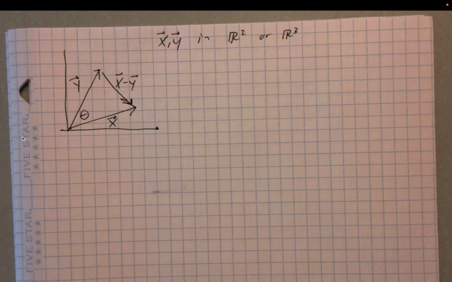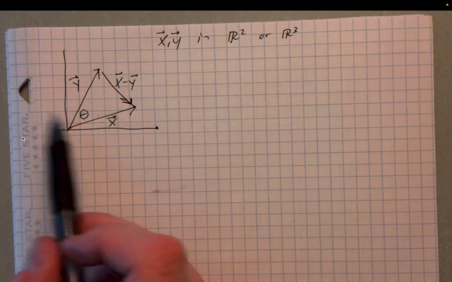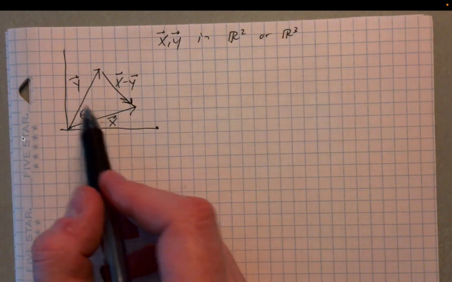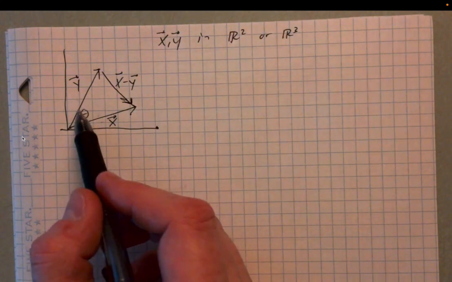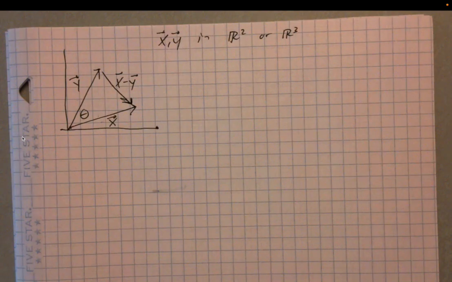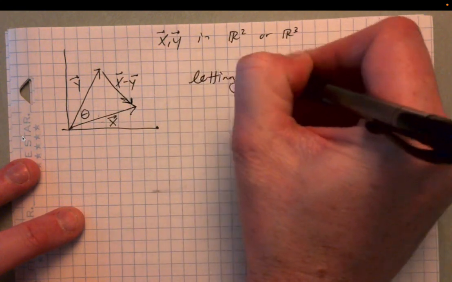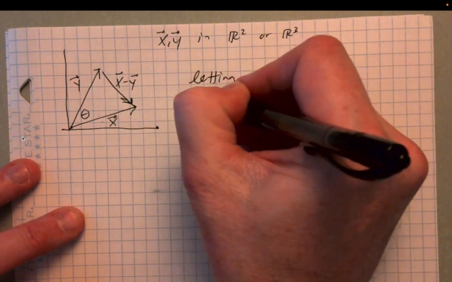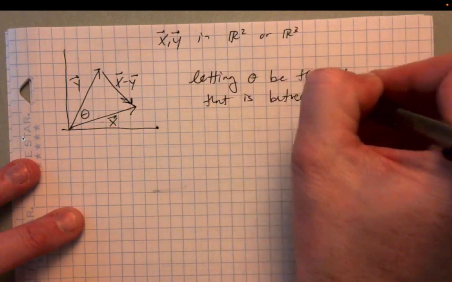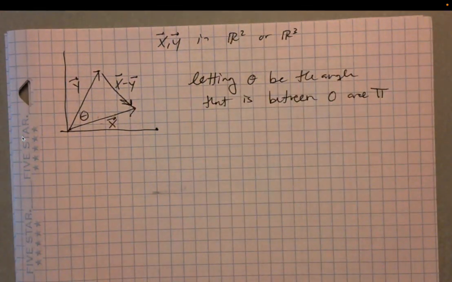The theta that we identify here, technically speaking, two vectors like this, x and y, will identify two angles. You've got theta, the smaller angle between them in this context, and then the larger angle outside. So we're always going to be talking about the angle that's between 0 and pi. It's always possible to do that. We're always going to consider theta to be the smaller of the two angles that are implied, namely the angle that falls between 0 and pi.